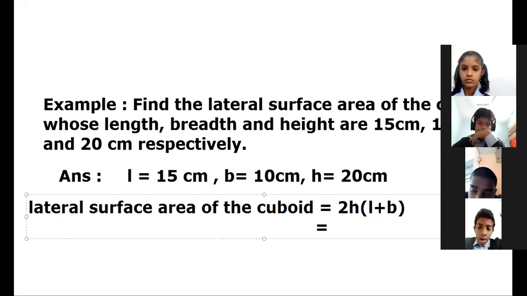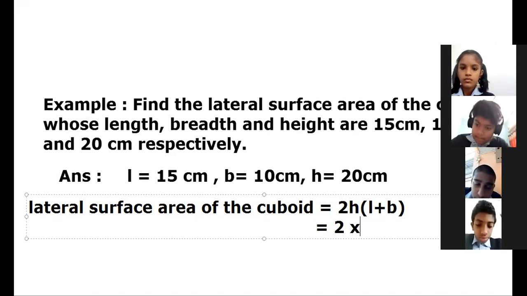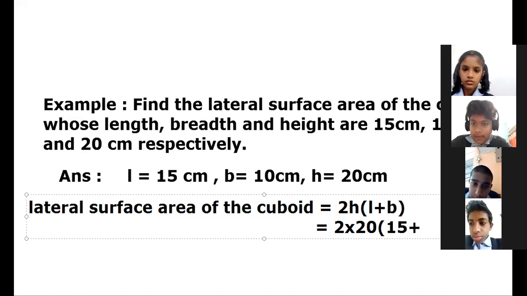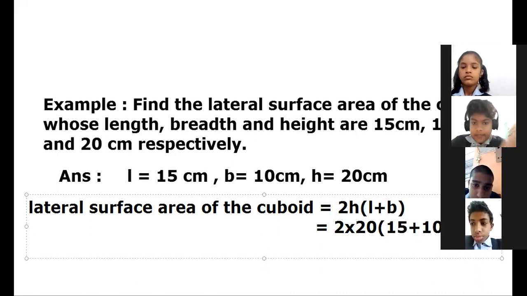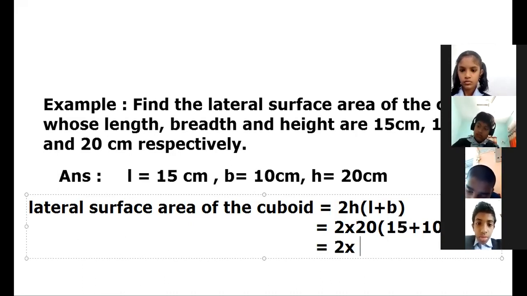Now we can do the substitution. 2 into what is h here? Substitute and tell me. 20. 2 into 20 into 15 plus 10. Okay. Now first you simplify the values inside the bracket. 2 into 20 into 25.